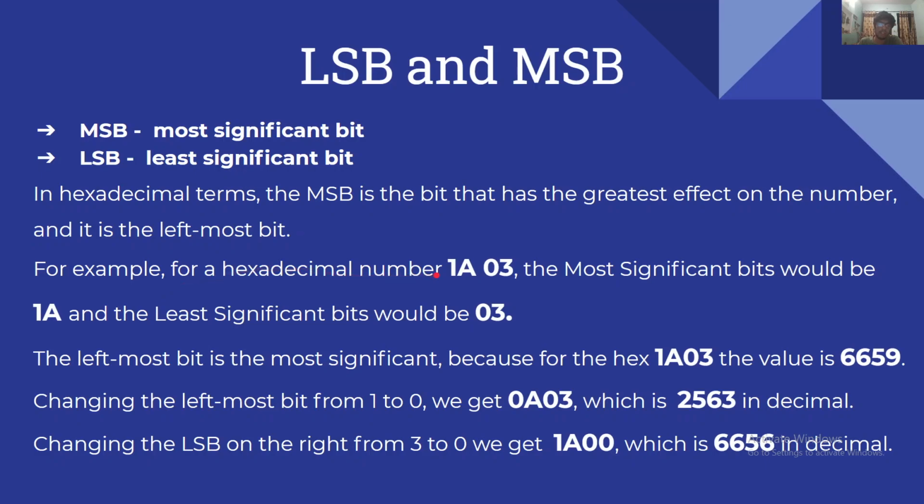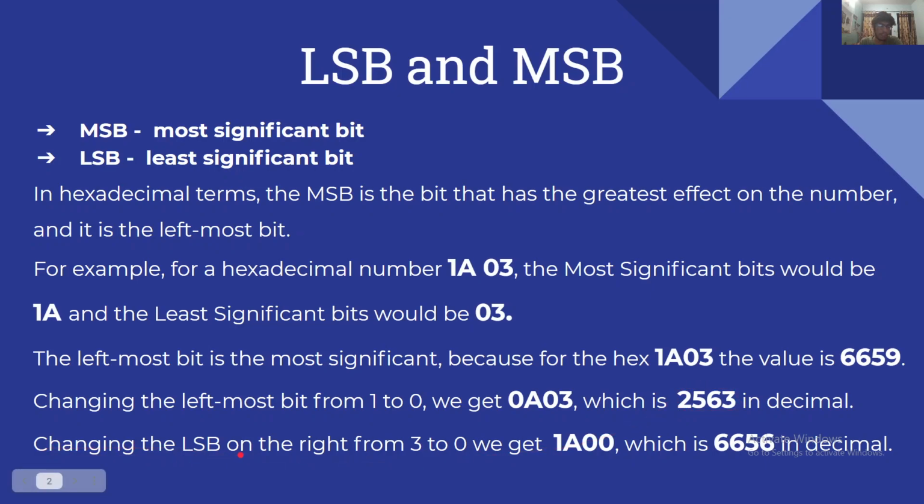For a hexadecimal number 1A03, the most significant bits would be 1A, and the least significant bits would be 03. So why are the leftmost bits the most significant? Because 1A03, the value in decimal is 6659, and if we change the leftmost bit from 1 to 0, it becomes 0A03, which is 2563 in decimal. And so the difference between the original value and the new value is a large dip.